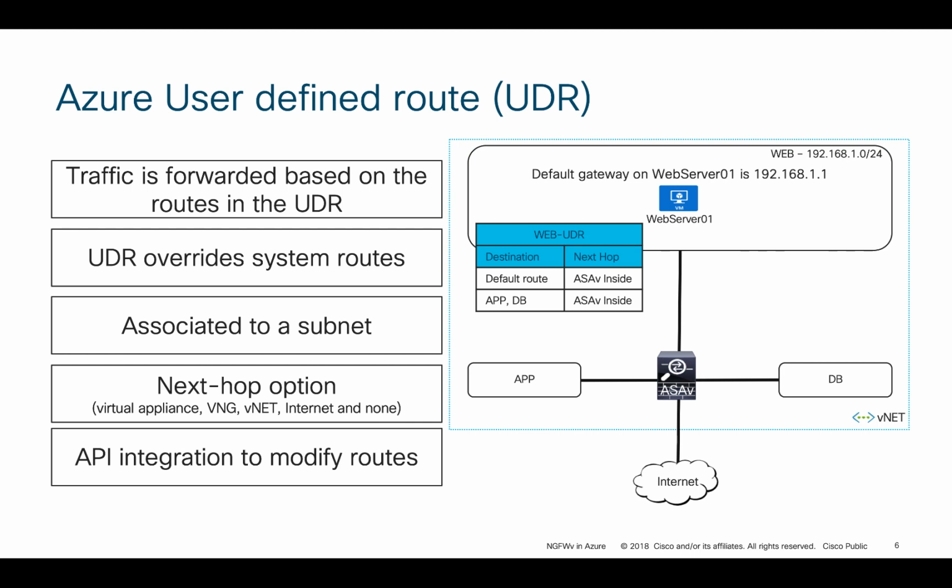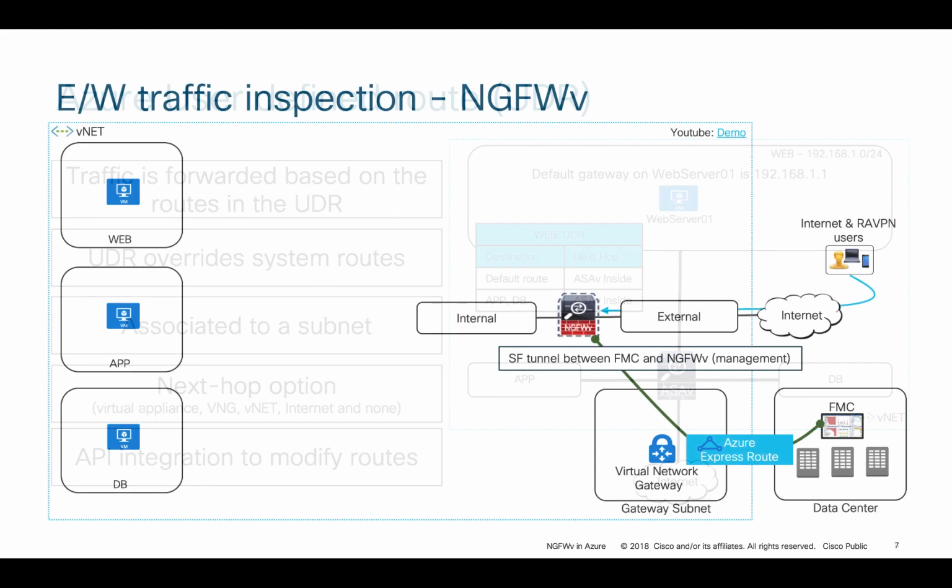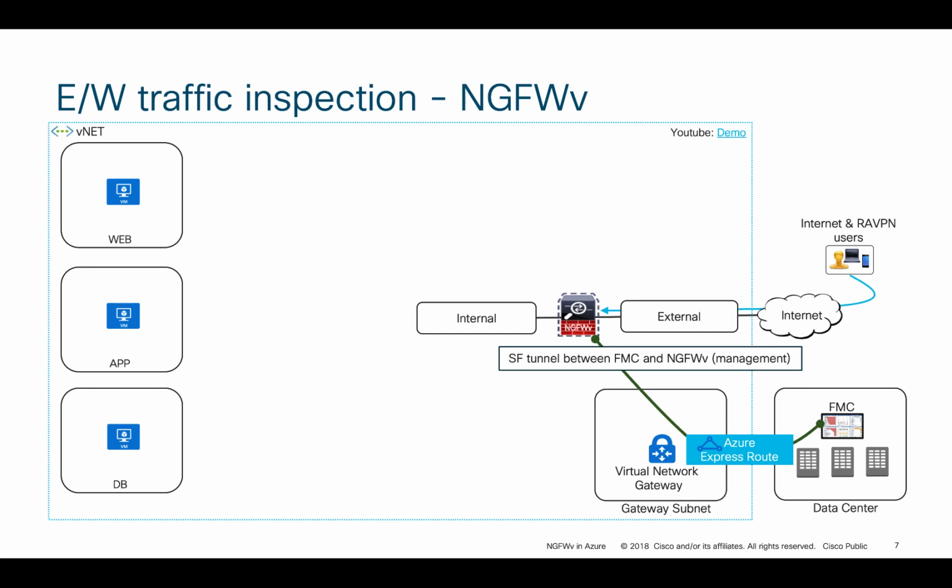Rather than having active and standby devices, you can have multiple devices processing traffic simultaneously. Now if you look at this particular example, I have a firewall at the edge, I have users on the internet, and I have external and internal interfaces on my firewall. I'm managing my firewalls using Firepower Management Center in my data center, through my ExpressRoute. ExpressRoute is your connectivity from your data center to your cloud provider. So you can use that route.